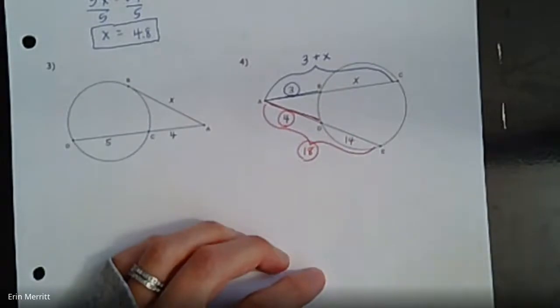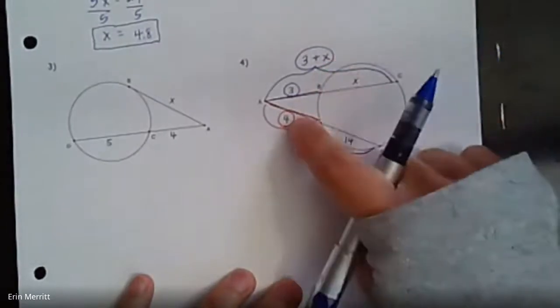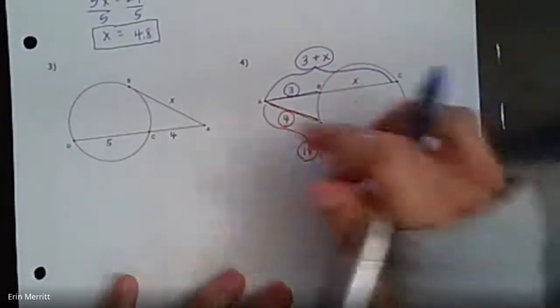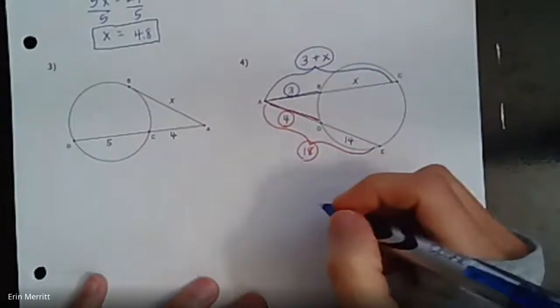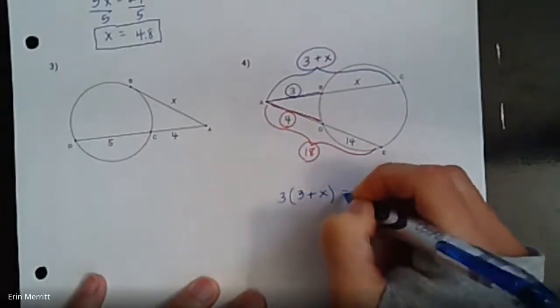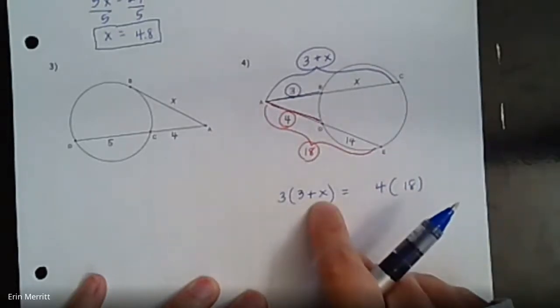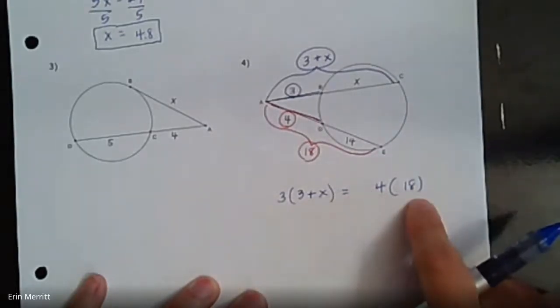So the parts that I circled, let me go back and circle this. Those are the parts you're multiplying together. So the 3 times the 3 plus x, the 4 times the 18. So make sure to add those pieces together before you do the rest of it. So 3 times 3 plus x equals 4 times 18. The outside times the whole secant equals the outside times the whole secant.